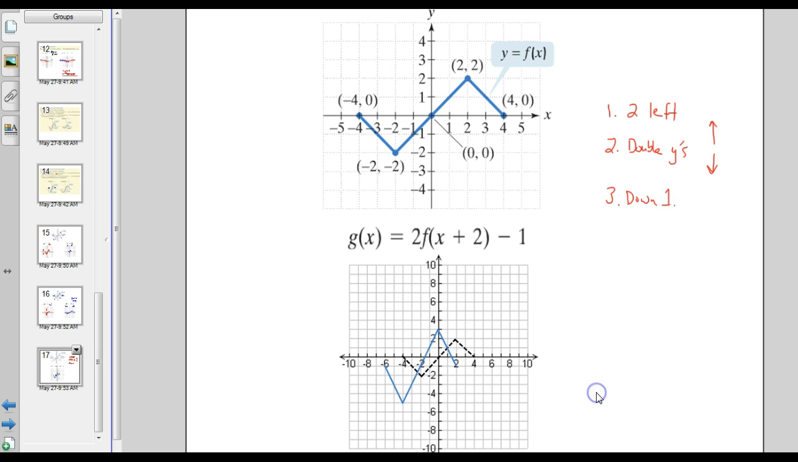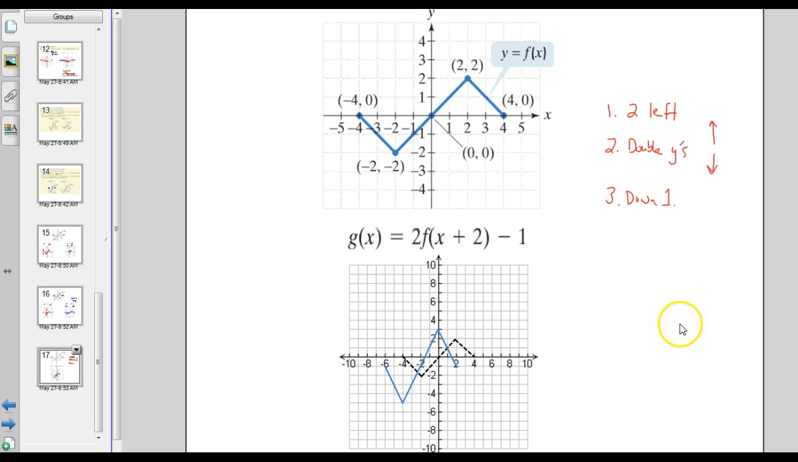Alright, and there's where we end up. So there's this thing. We moved it to the left. It went off center to -2, being the center. And then we doubled the y's, which stretched it up and down vertically. And then we moved everything down 1. So that center that went to -2 is now down at -2, -1 right there.